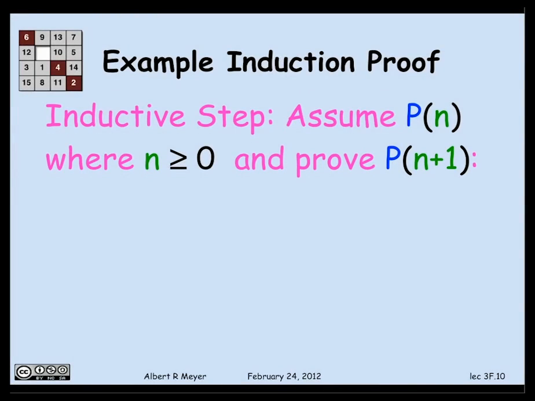So the next thing we have to do in the template is to go to the inductive step. And that's where we assume that P of n holds, and we're allowed to use the P of n assumption in order to prove that P of n plus 1 holds, where the only thing that we know about n besides that P of n holds is that n is greater than or equal to 0. And our proof has to work for all possible n that are greater than or equal to 0.